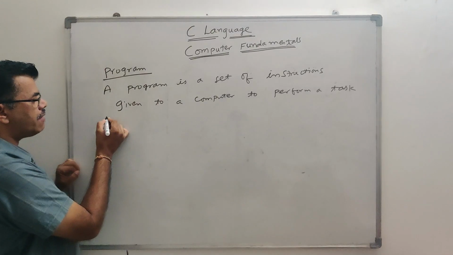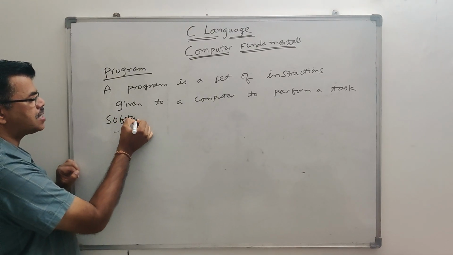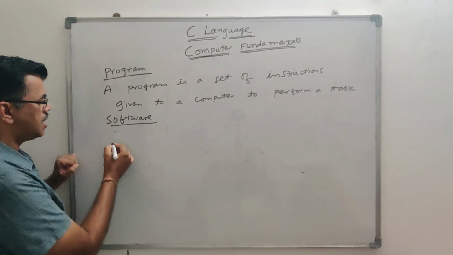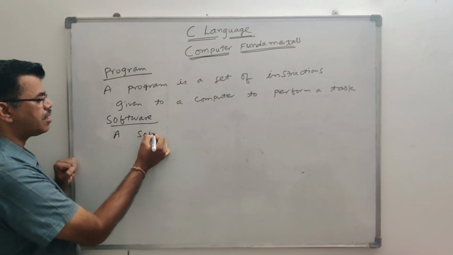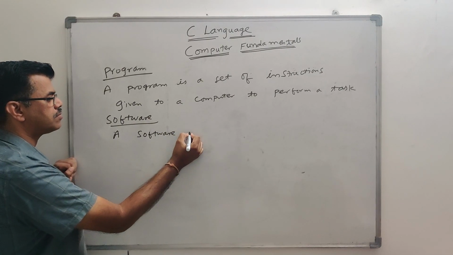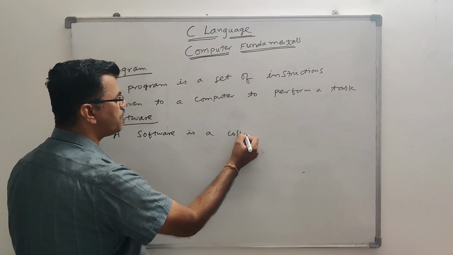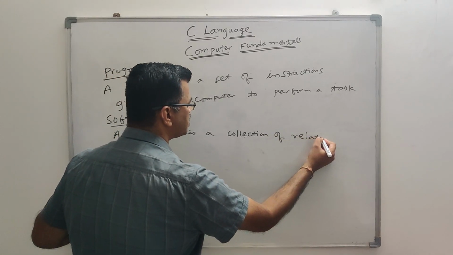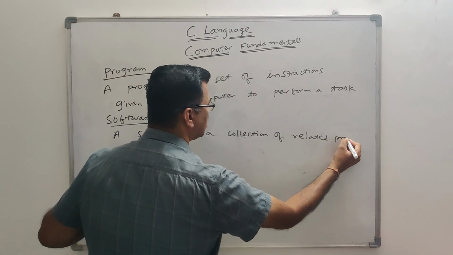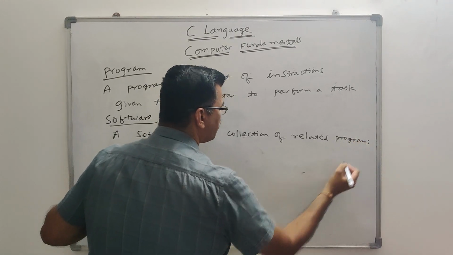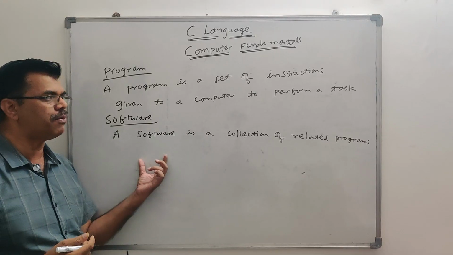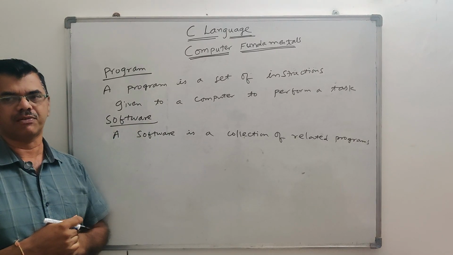Now, we have one more definition called software. What is software? A software is a collection of related programs. Even one program can also be considered a software.